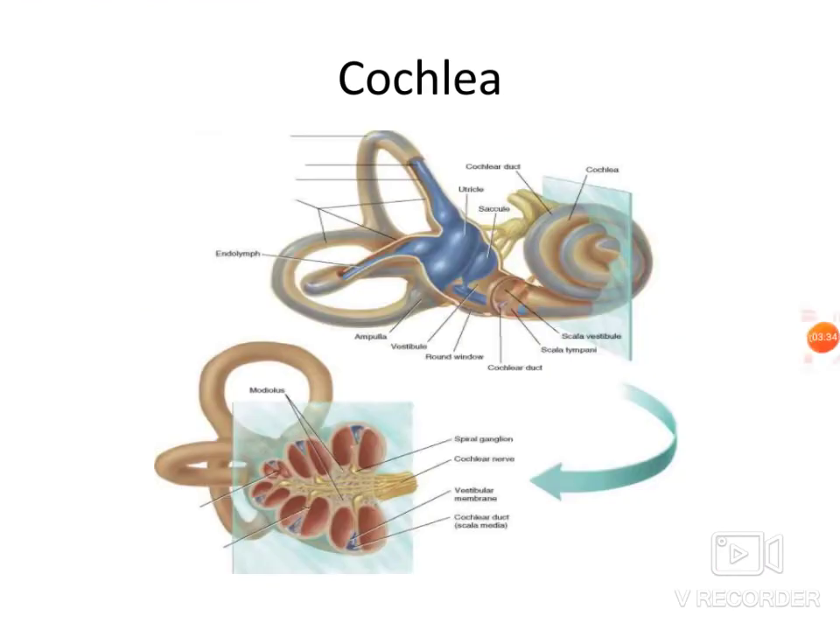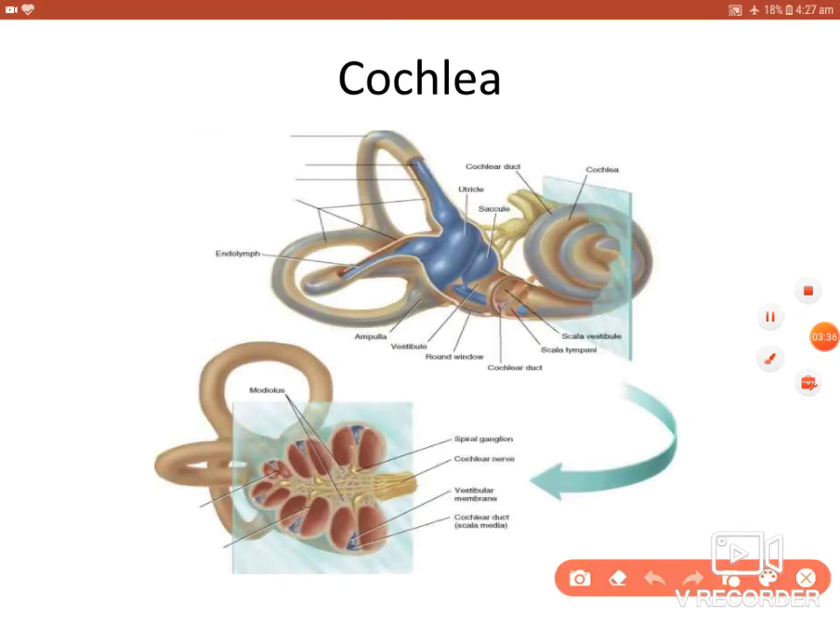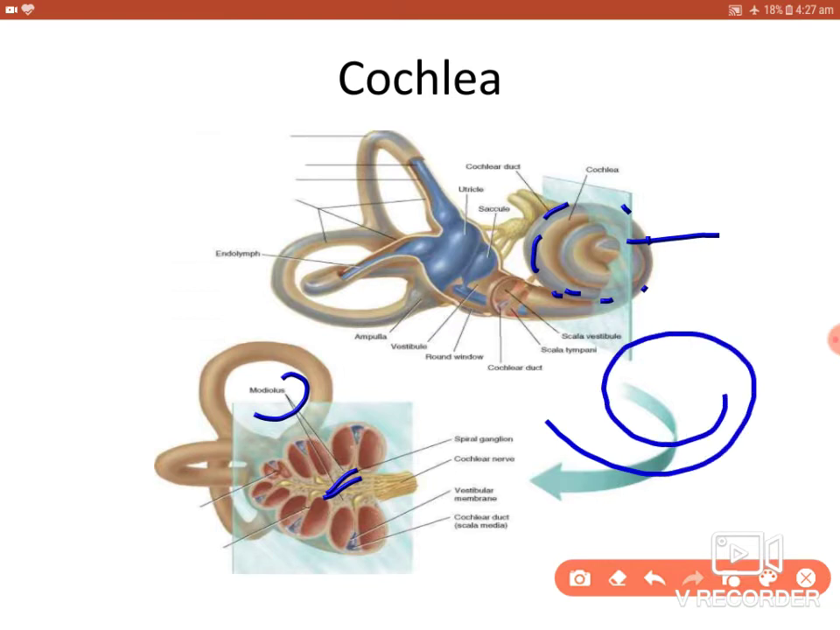Then the structure of the cochlea: this is the part of the bony labyrinth, the anterior part. It resembles the shape of a snail. This cochlea twists upon itself around a central portion of bone, that is called the modiolus.